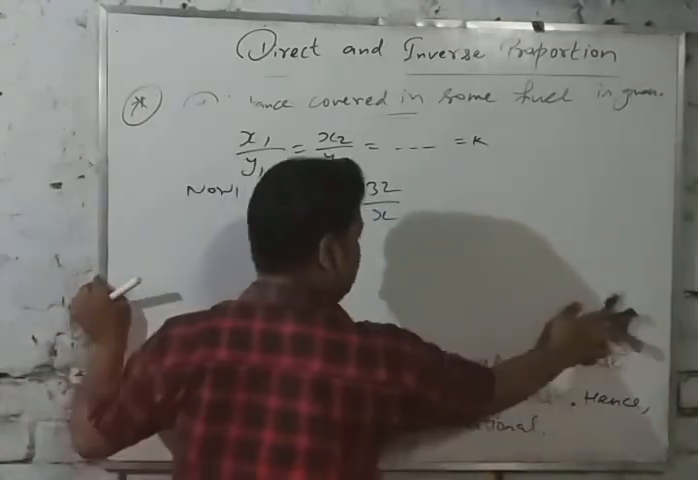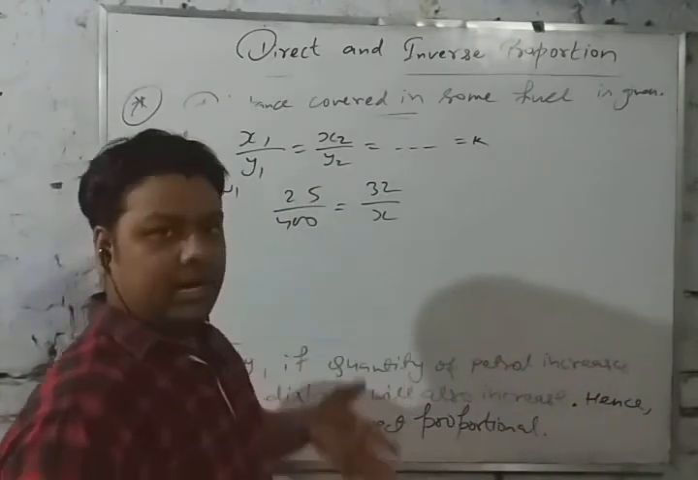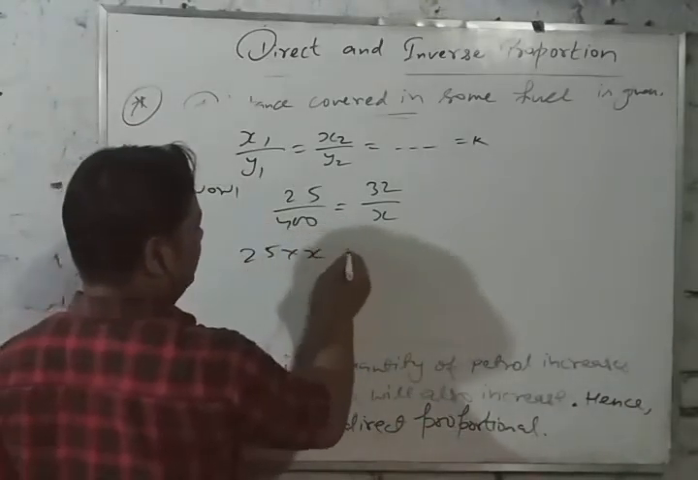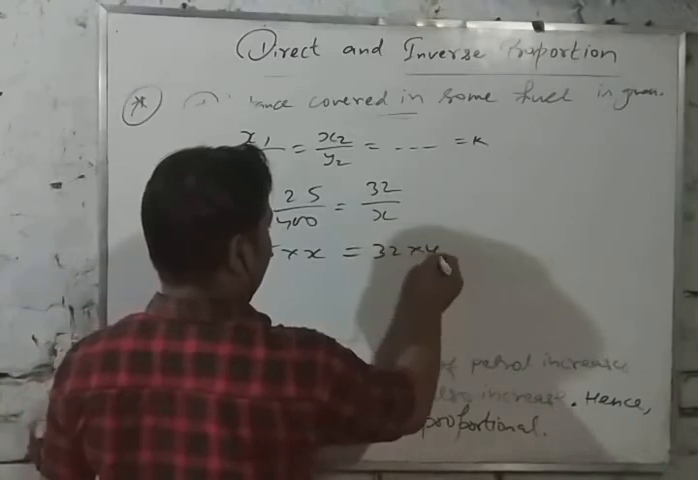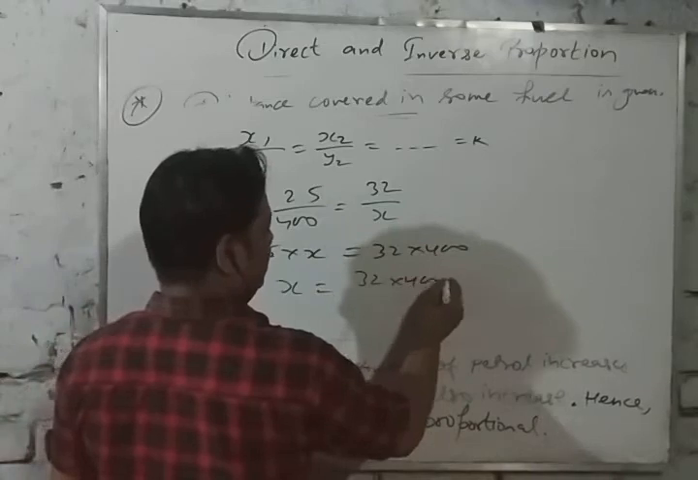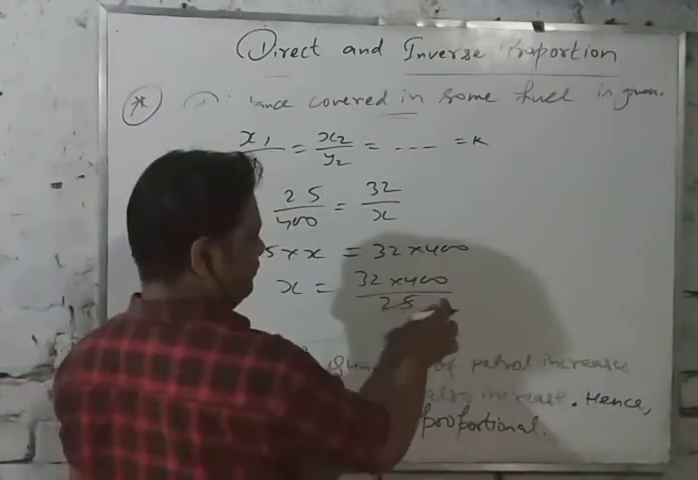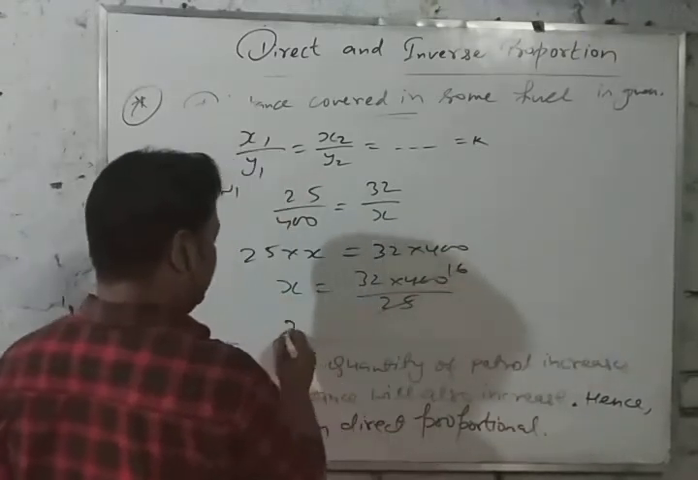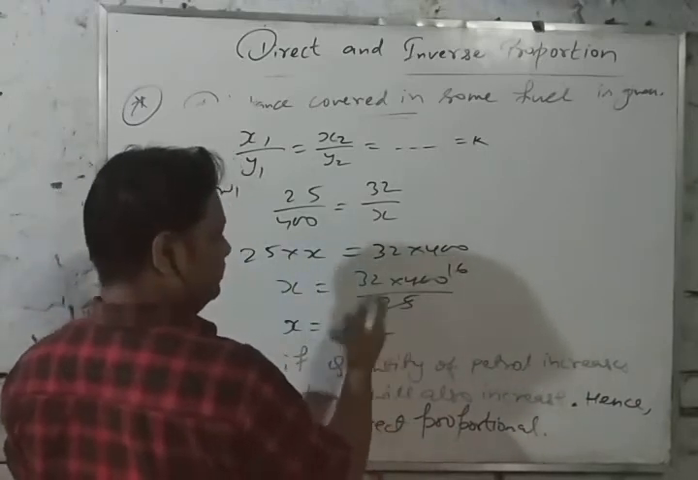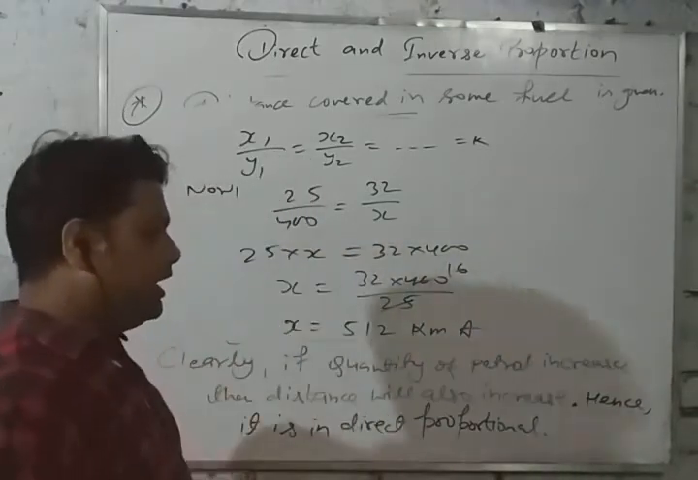In every question, at first you have to identify which property it lies in, direct or indirect, and then we will solve. Cross multiplication: 25 into x, and here 32 into 400. Take 25 to that side, then it will be 32 into 400 by 25. Now, how many times? 16. Multiply it and you get 512 kilometers.